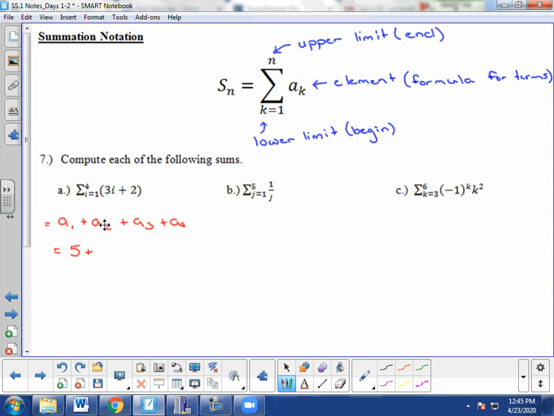My second term, the i would be 2, so 3 times 2 is 6 plus 2 is 8. My third term, the i would be 3, so 3 times 3 is 9 plus 2 is 11. And my fourth term, if I see the pattern here, would be 14. You could also take 3 times 4, which is 12, plus 2 is 14. Now I want to add all of these together here, so the following sum is 38. So summation notation is basically what we did on the page before. It's just written a little bit differently.